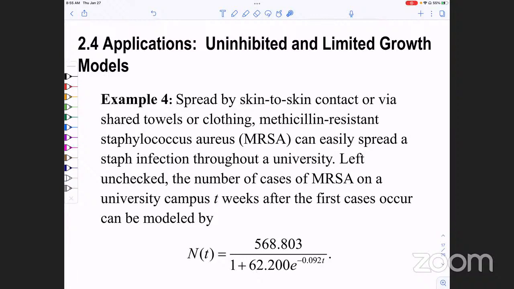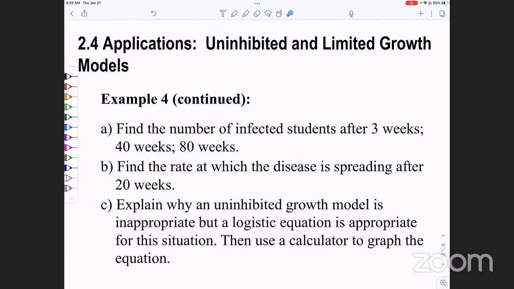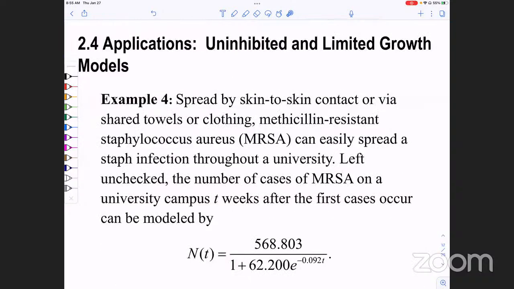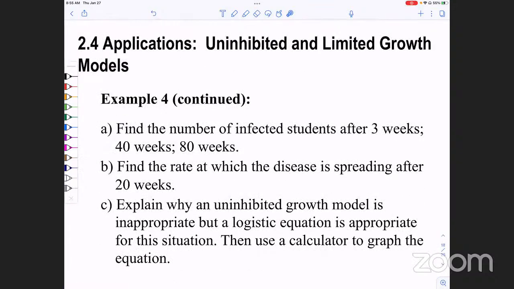Staphylococcus aureus, MRSA, can easily spread a staph infection throughout a university. Left unchecked, the number of cases of MRSA on a university campus t weeks after the first cases occur can be modeled by this, right? So we have this logistic growth model. Then we're asked to find the number of infected students after 3 weeks, 40 weeks, 80 weeks, right? So basically we're plugging those values of t into that model.